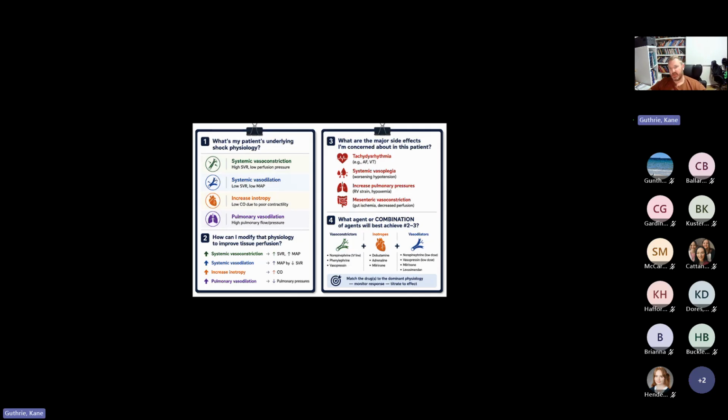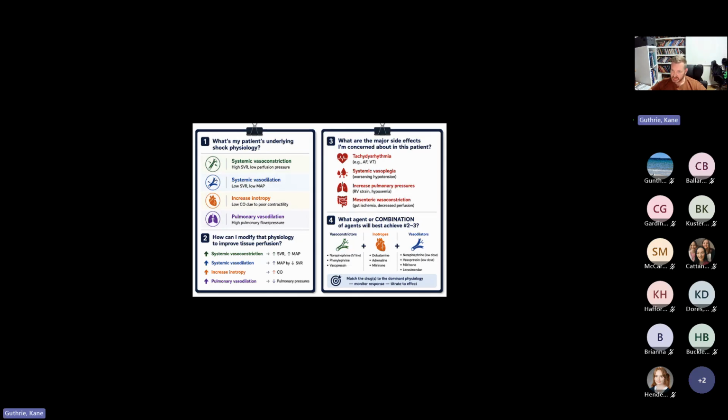But all these drugs have side effects, okay? Every single one of them. So you need to ask yourself, can this patient tolerate some tachydysrhythmias? And if they can't, we're mostly not going to reach for dobutamine, okay? Can we make them more vasoplegic, can cause worsening hypertension? Then we're not going to go for drugs like dobutamine if their MAPs are in their boots.